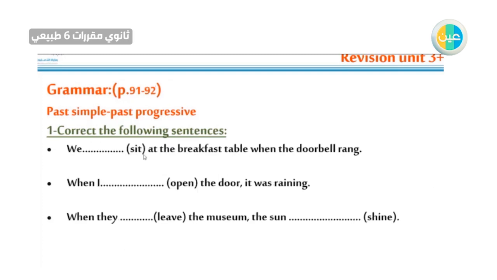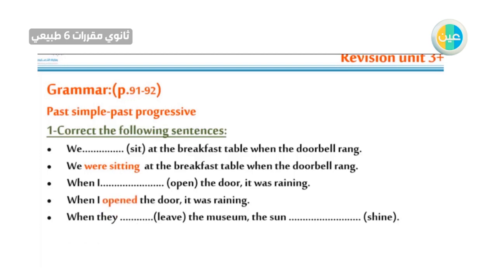We sat at the breakfast table when the doorbell rang. Again, we have two actions, one of them interrupted by the other. So, excellent, we were sitting. Please notice here that we double the T, then add ing. Sitting. When I opened the door, it was raining. So the verb that took time is what? Raining. But open, yes, opened.